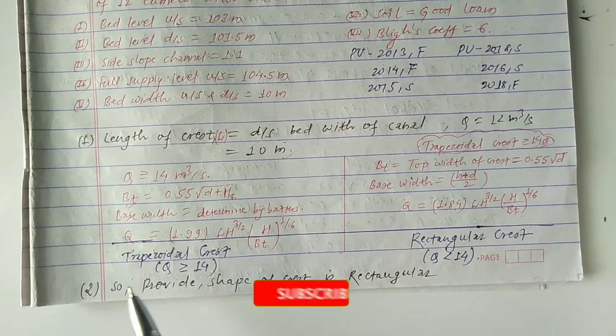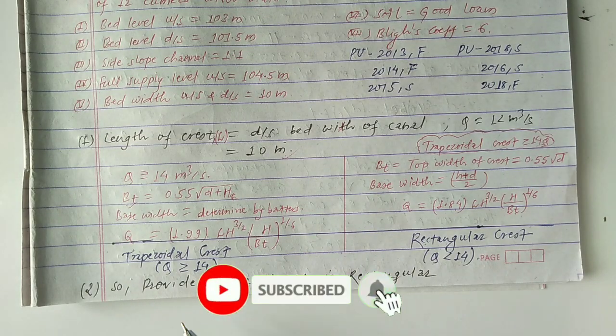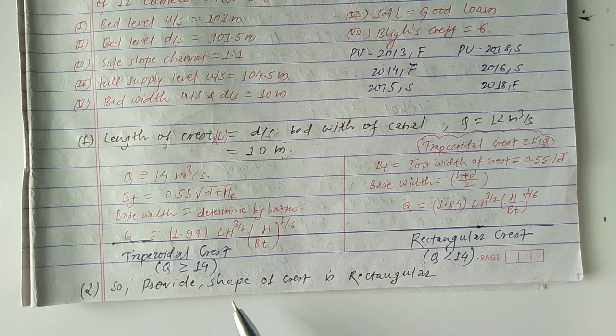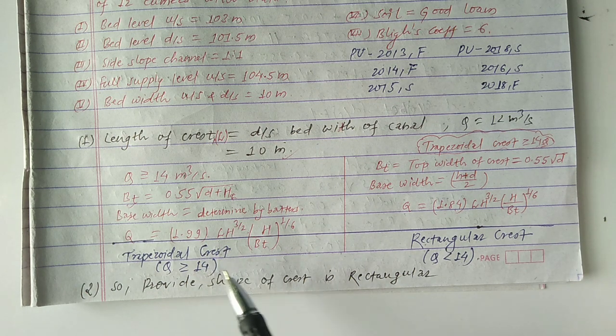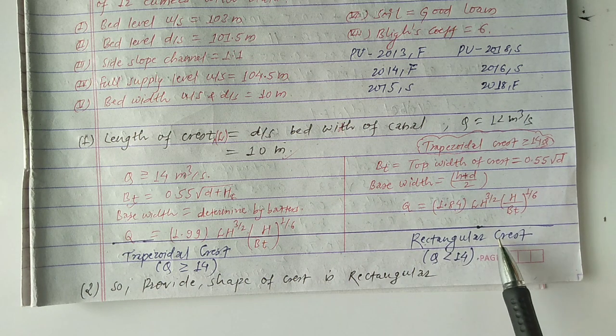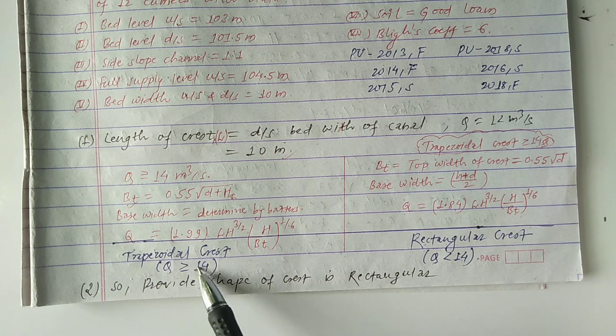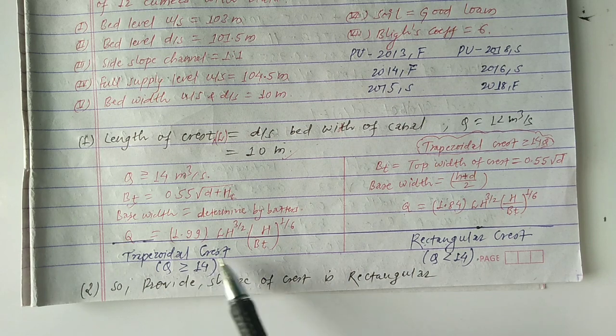And in second number, we have to provide the shape of crest, which is rectangular. Why rectangular? This depends on the discharge. Whenever the discharge is less than 14, we have to provide a rectangular crest, as we discussed in the previous video. And whenever the discharge is equal to or greater than 14, we have to provide a trapezoidal crest.